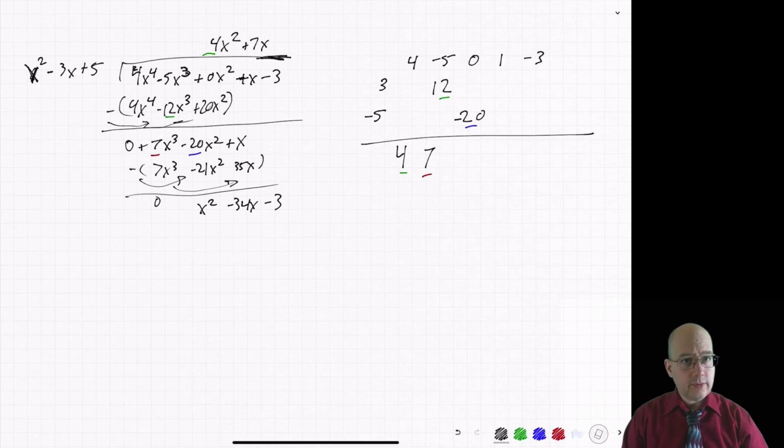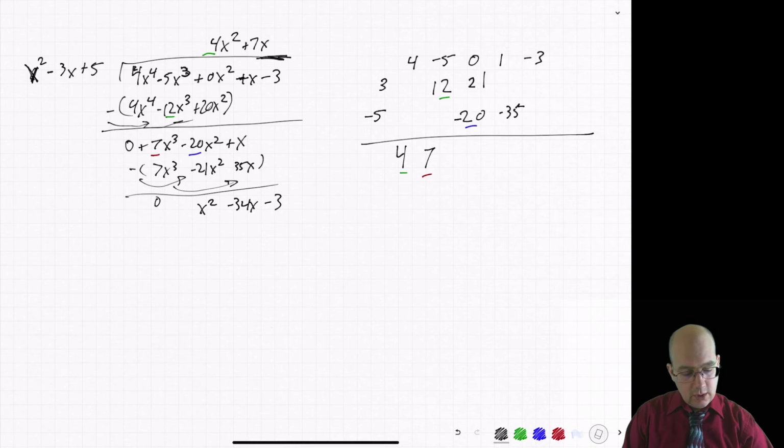Okay, what do we do over on the synthetic division? Well, we multiply this 7 by the 3 and the minus 5. So we get 21 over here. And then minus 5 times 7, that shifts over to the next column. So that's minus 35.